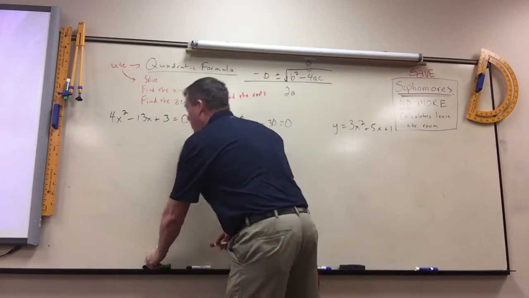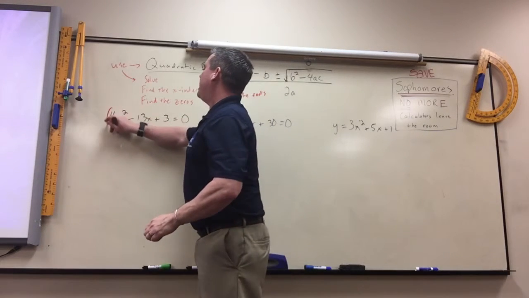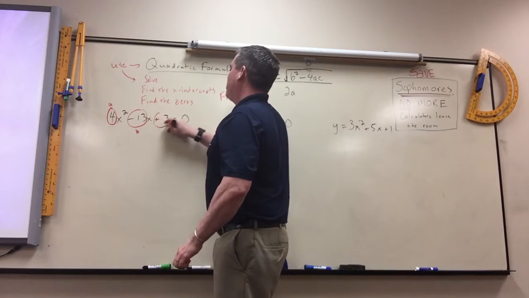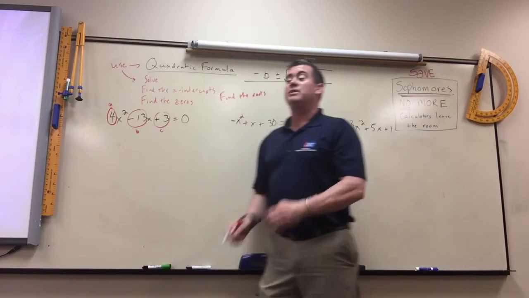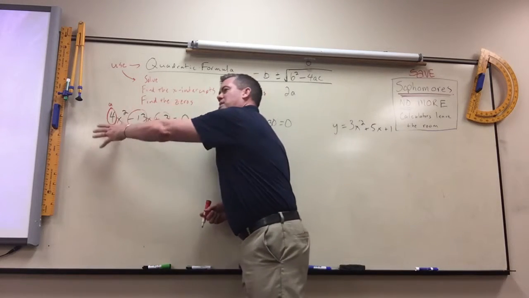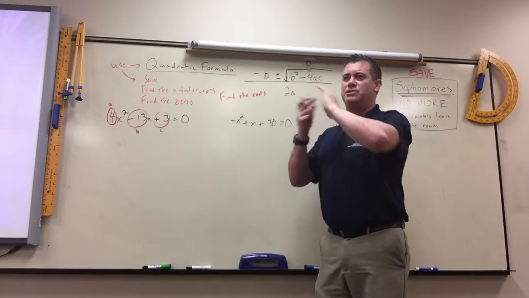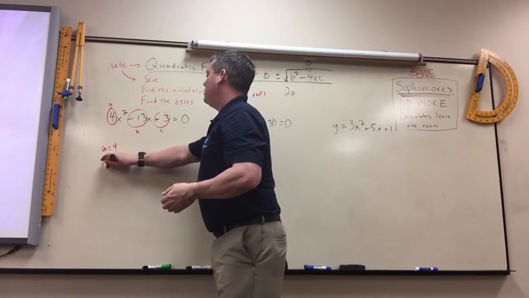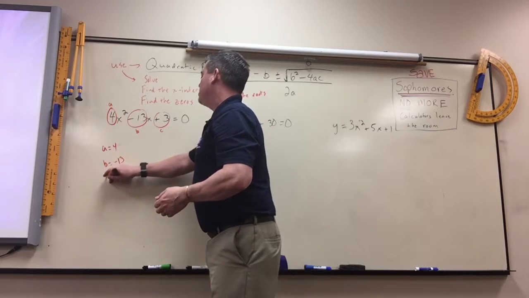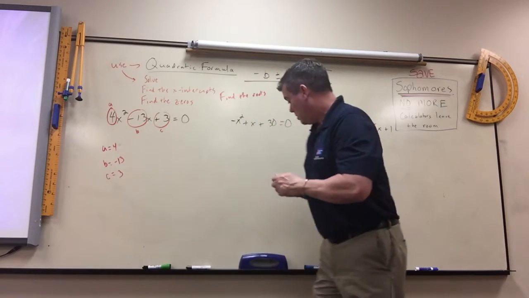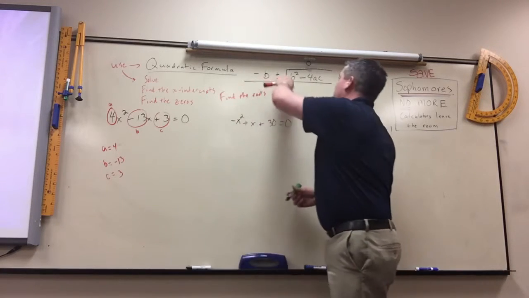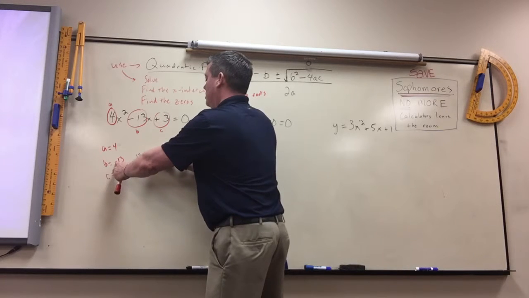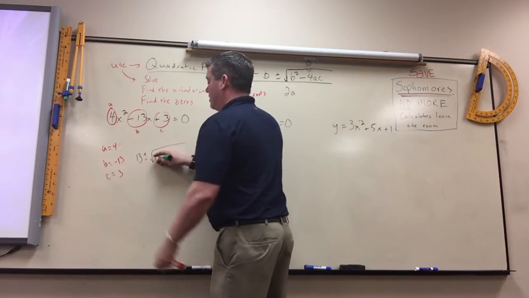So remember, the a is the number in front of the x squared, the b is in front of the x, and the c is the number without an x. Everything has to be on the same side. If there's stuff on different sides, you want to move it to one side or the other. So a is 4, b is negative 13, c is 3. We plug this into the formula. Negative b would change that to positive 13, plus or minus b squared.